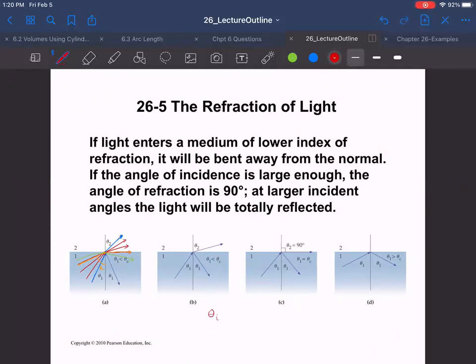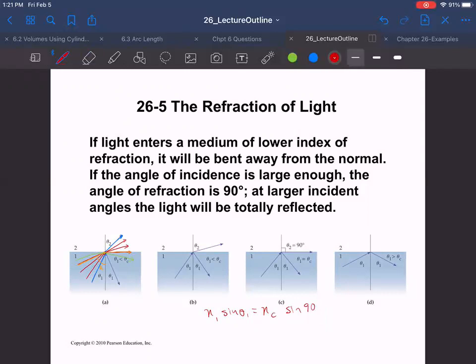y'all want me to use ones and twos or I's and R's? Ones and twos, okay. So n1 sine theta 1 equals n2 sine theta 2. Sorry, why am I putting thetas there? Those should be n's. What we're interested in is when this refracted angle over here equals 90 degrees, right? So that's what we're super interested in. We want this to be 90 degrees.